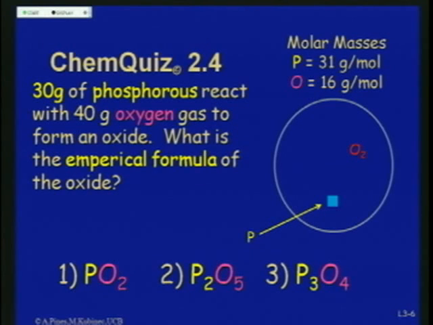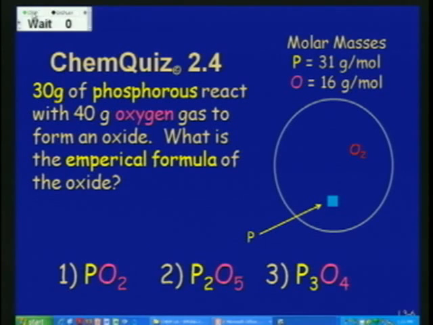So phosphorus is 30 grams per mole, it's the molar mass. Oxygen is 16 grams per mole molar mass. So you can say this is about 30, and this is exactly 16. So now tell me, what is the empirical formula? Is it A, PO2, B, P2O5, or C, P3O4? Why don't you think about this and give me your answer? We're talking about molar masses here.